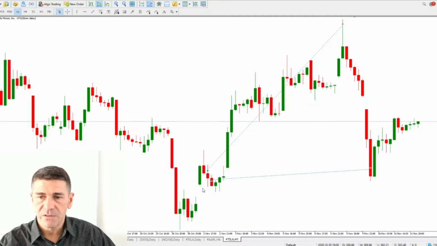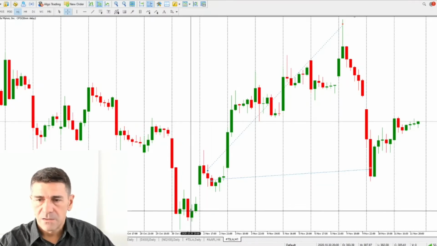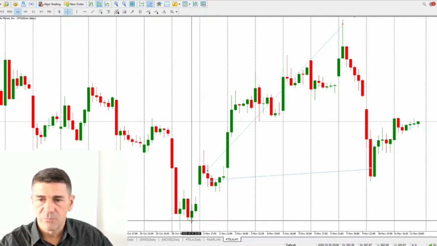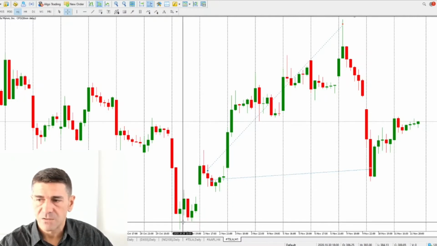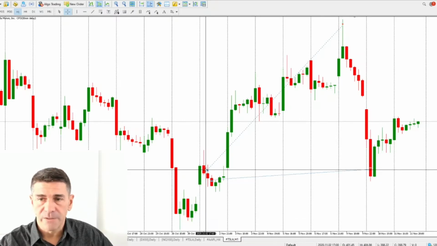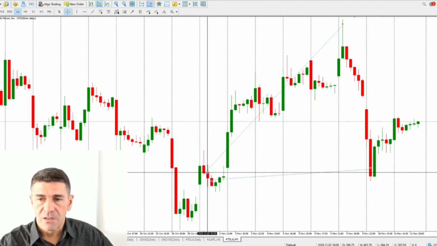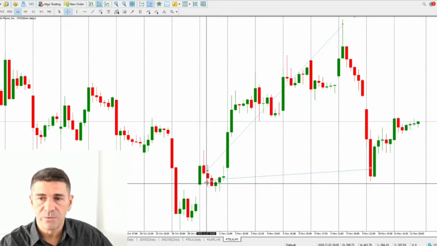This was right after the bottom of $380 per share for Tesla stock, which was registered on Friday the 30th of October, and then on Monday, the 2nd of November, the stock market started to go up.